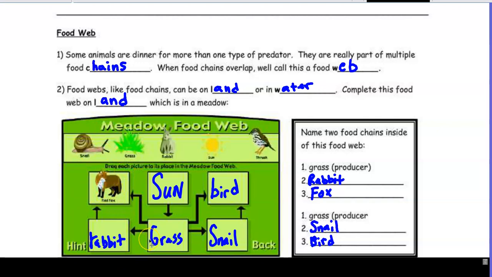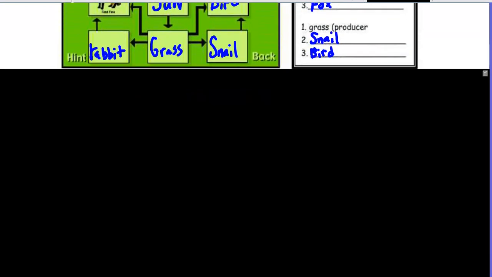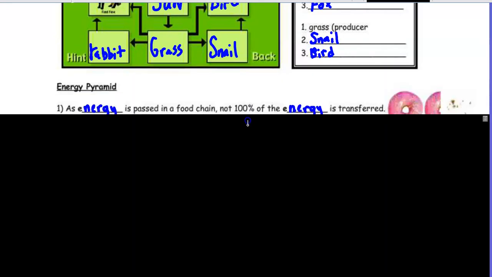But if you have other types of animals that can connect to this, you have a food web, because the snail will also eat the grass, and the bird will eat the snail. The bird may also eat the grass, and so will the red fox. So within this large food web, we can pull out a minimum of 2 food chains: grass, rabbit, fox; and grass, snail, bird. So you can see the web is larger than the chain.